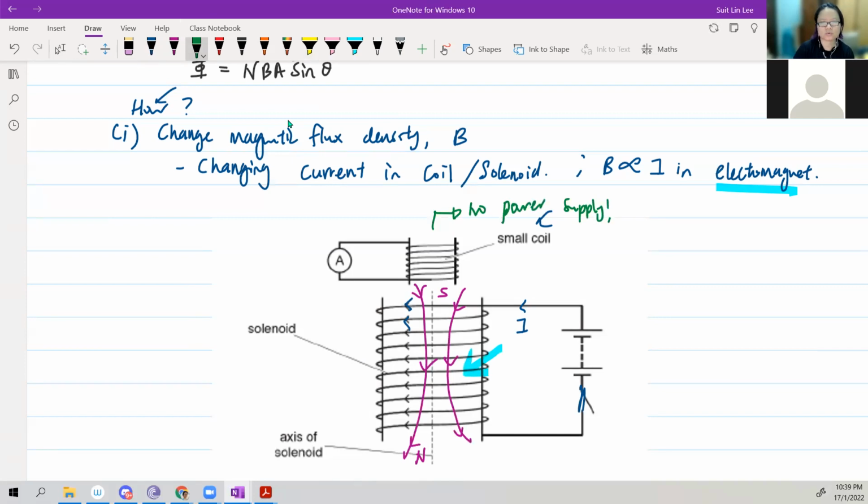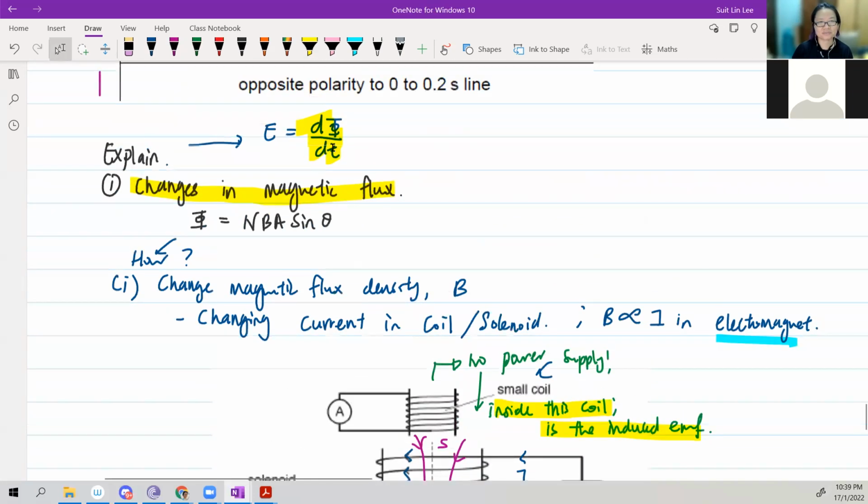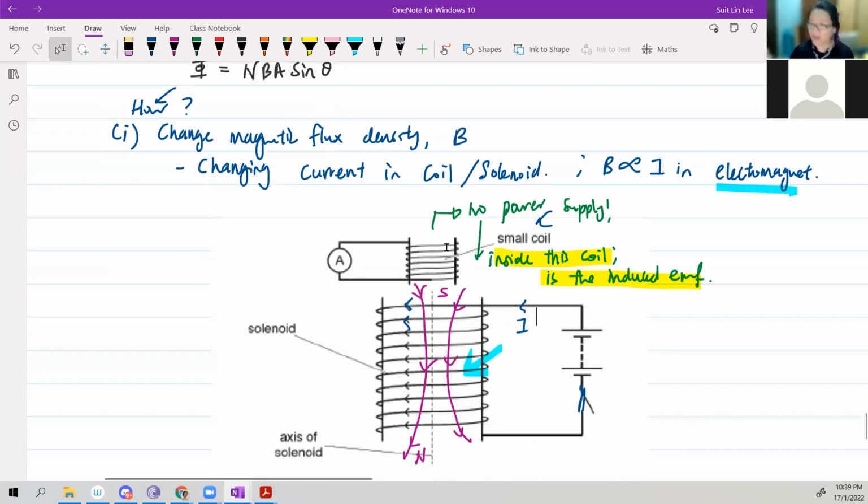So this means this one inside this coil is the induced EMF. The main character that we're talking about. This coil is the one that will experience the change in flux. Because why? It happens to be beside an electromagnet. You change the electromagnet, and because I'm beside the electromagnet, I'm forced to change with it. And because of that, I oppose that change.